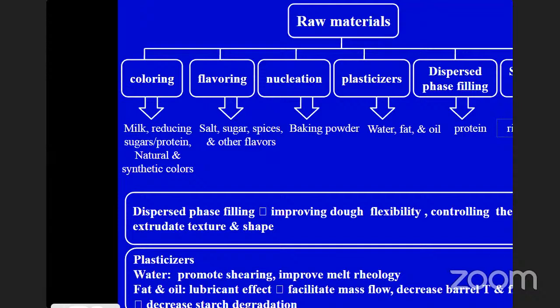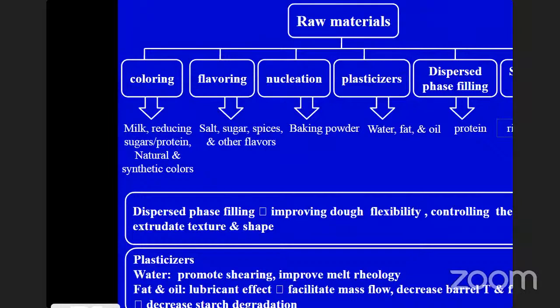The second type is fillers, such as protein, which is added to the main ingredients with the object of improving the dough flexibility, controlling the texture and the shape of the extrudate, reducing the size of air bubbles during the expansion, thereby affecting the shape and the texture of the final product.